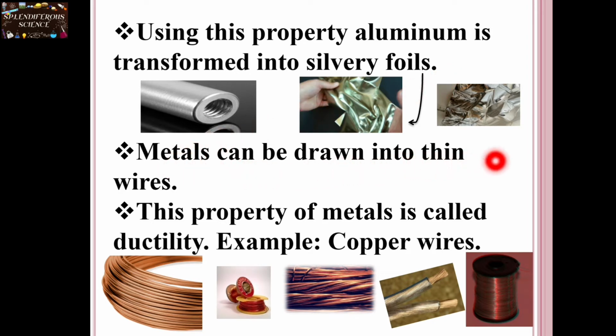Metals can be drawn into thin wires. That property of metals is called ductility. So what is ductile? It is the property that describes the ability of the material to stretch thin when tensile stress is applied. This is called ductility, the property of the metal. It describes the ability of the material to stretch into thin wires. For example, we have copper wires.